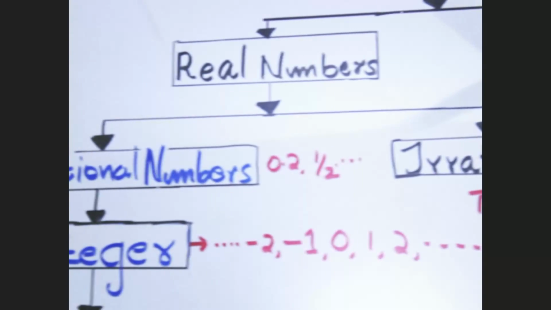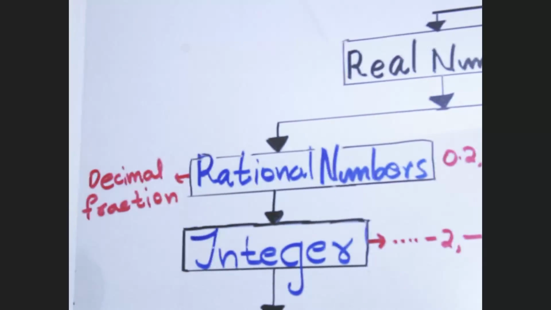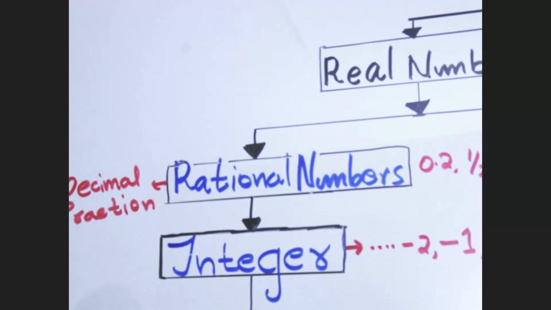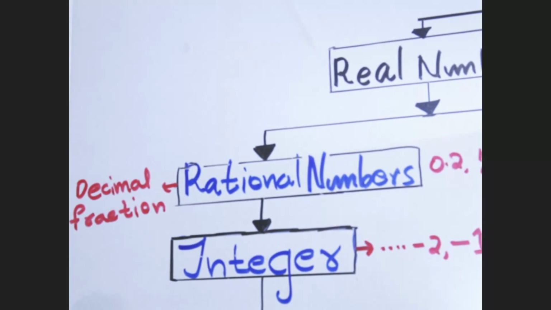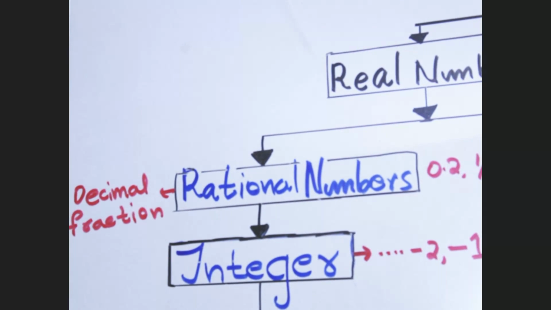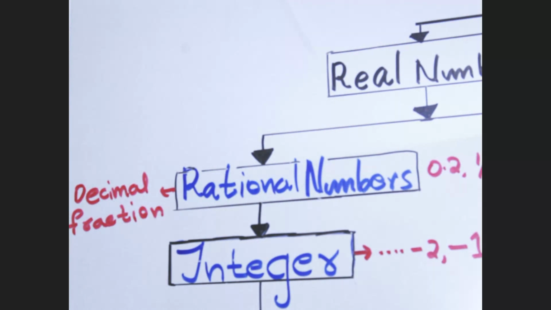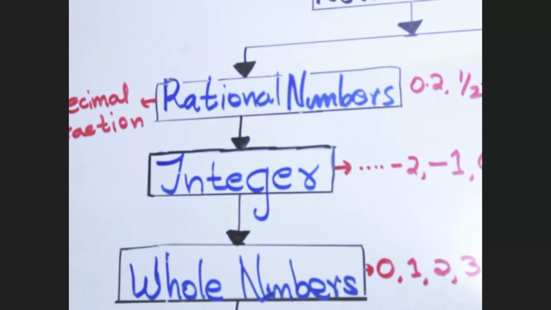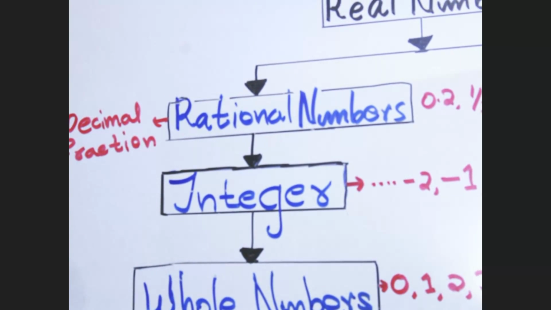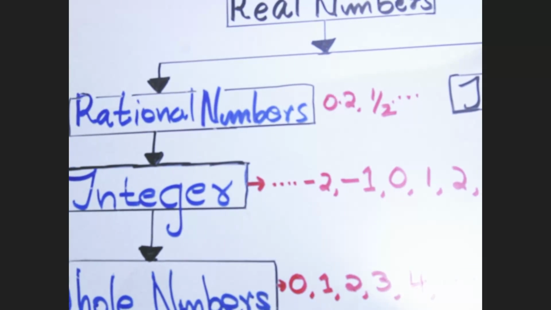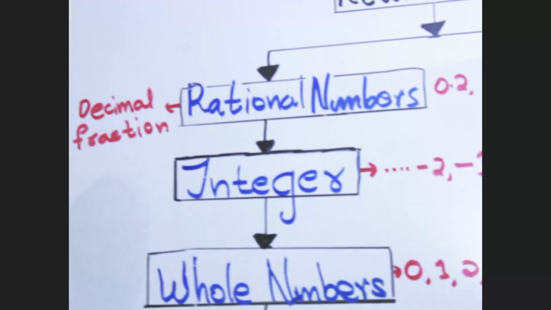The other group is the rational numbers. Rational numbers include decimal numbers and fractions, everything, in the rational number category. Again, this rational number group we can subdivide into integers. What do we mean by integers? It includes negative numbers, zero, and positive numbers. Negative numbers that are not whole, we cannot include in this category.